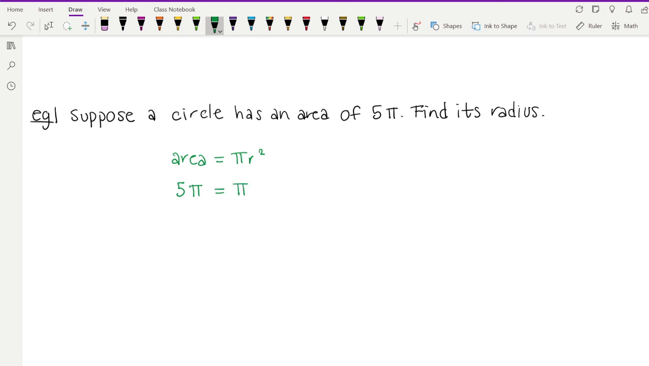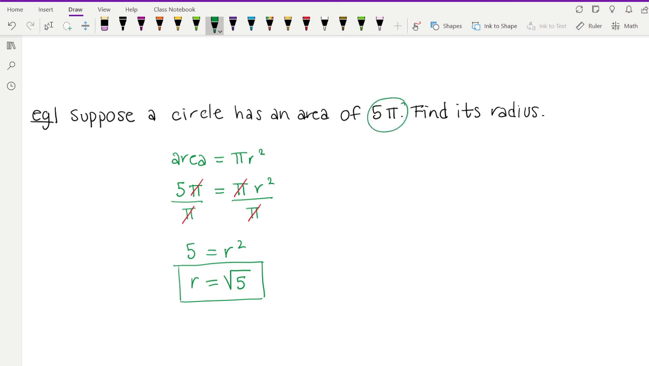So we can say 5 pi is equal to pi times r squared. We now just want to solve for r. We can divide both sides by pi, right? If we divide both sides by pi, the pi's are going to cancel out. And so we're going to be left with 5 is equal to r squared. So r is equal to the square root of 5. You could check your answer by plugging it back into the area formula, right? If you do pi times the square root of 5 squared, that would be 5 pi, and that does match up with the area that we were given.